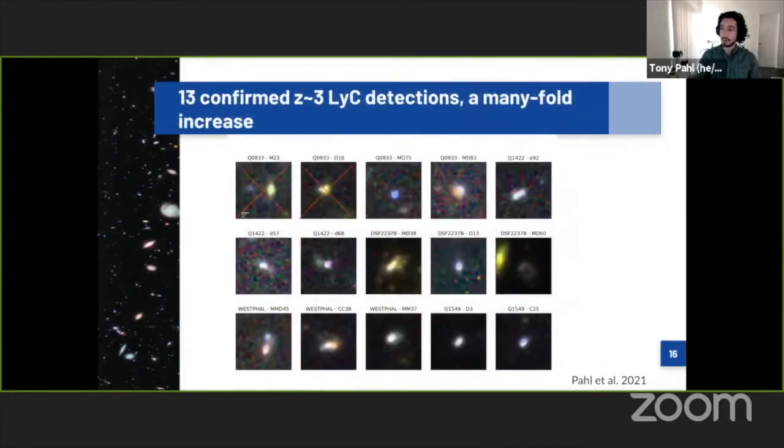So I just want to show the postage stamps of the 13 objects that were confirmed to be uncontaminated. So this is really an unprecedented sample of Lyman continuum detections at redshift 3 as part of a larger statistical sample of the KLCS survey that's both confirmed to be uncontaminated through this photometric method as well as spectroscopically.